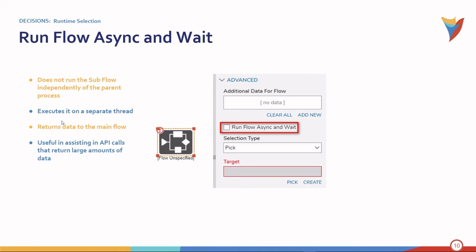It executes on a separate thread. So while the parent flow is running, the subflow is going to run on a separate thread to gather that data. Returns data to the main flow. And then finally, this is useful in assisting in API calls that return large amounts of data.